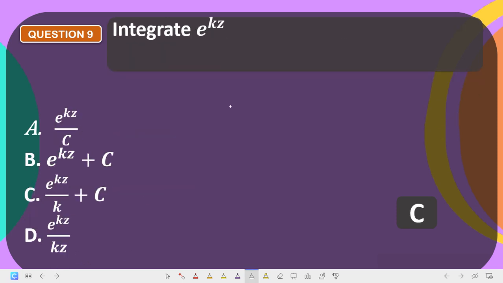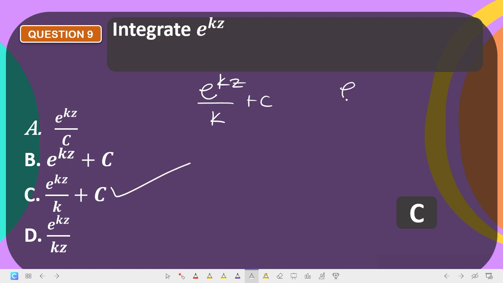Now the next, integrate this. Now if they give you anything, integrate kz with respect to z, what do you think you have to do? This is a very simple question. Divide both sides by k, because when you differentiate kz, it will give you k. So divide both sides by k and add c to it, and that makes option C the correct answer.